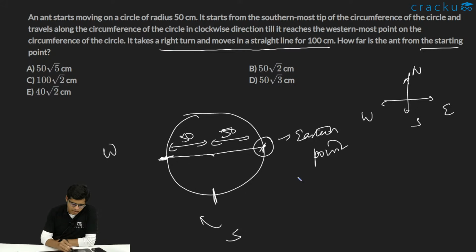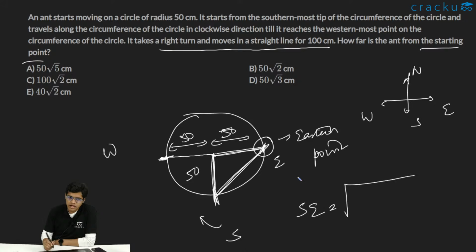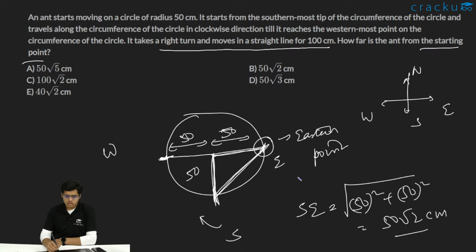How far is the end from the starting point? So starting point is here. This is the final point. So basically this is radius. This is 50. This is again radius. This is 50. So I need to find this distance, SE. So SE will be what? Again applying Pythagoras theorem. 50 square plus 50 square, which is 50 root 2 centimeter. So the correct answer is option B, 50 root 2 centimeter.